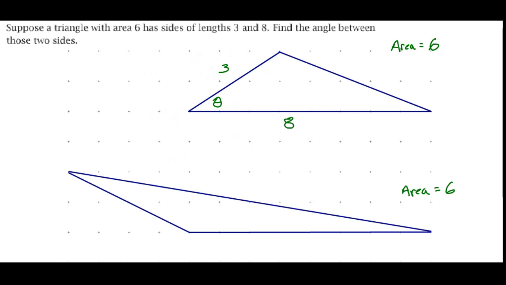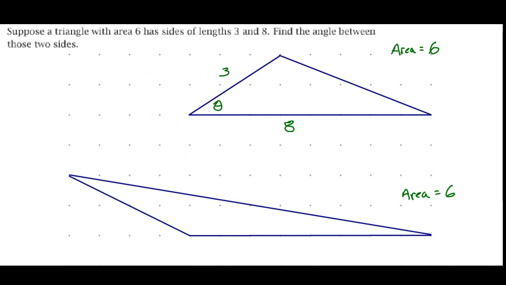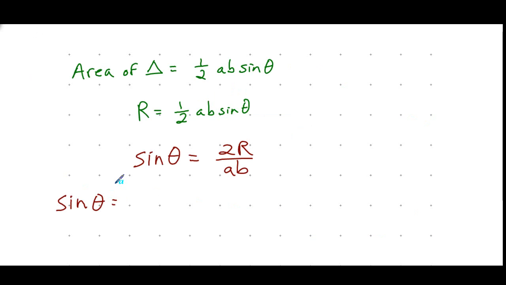In the second example in Axler's book, suppose the triangle has side lengths of 3 and 8 and an area of 6, and you want to find the angle in between the two sides. Drawing that triangle, I can draw a 3 and an 8. Using my formula, the sine of theta is twice the area, so 2 times 6, over the product of the two side lengths, 3 times 8, which comes out to 1/2.